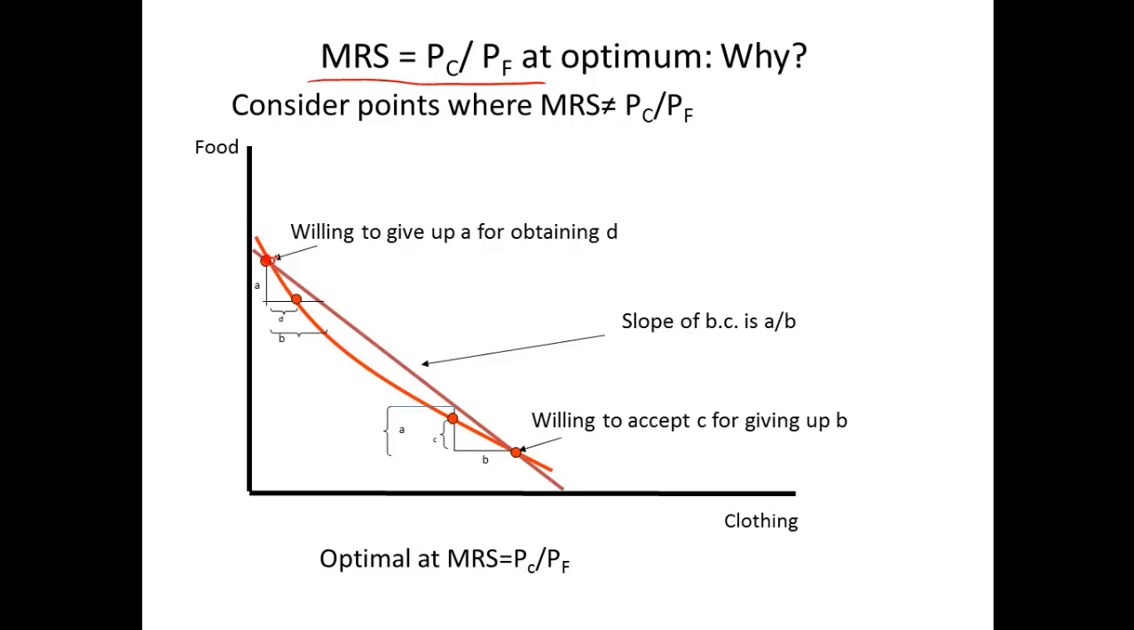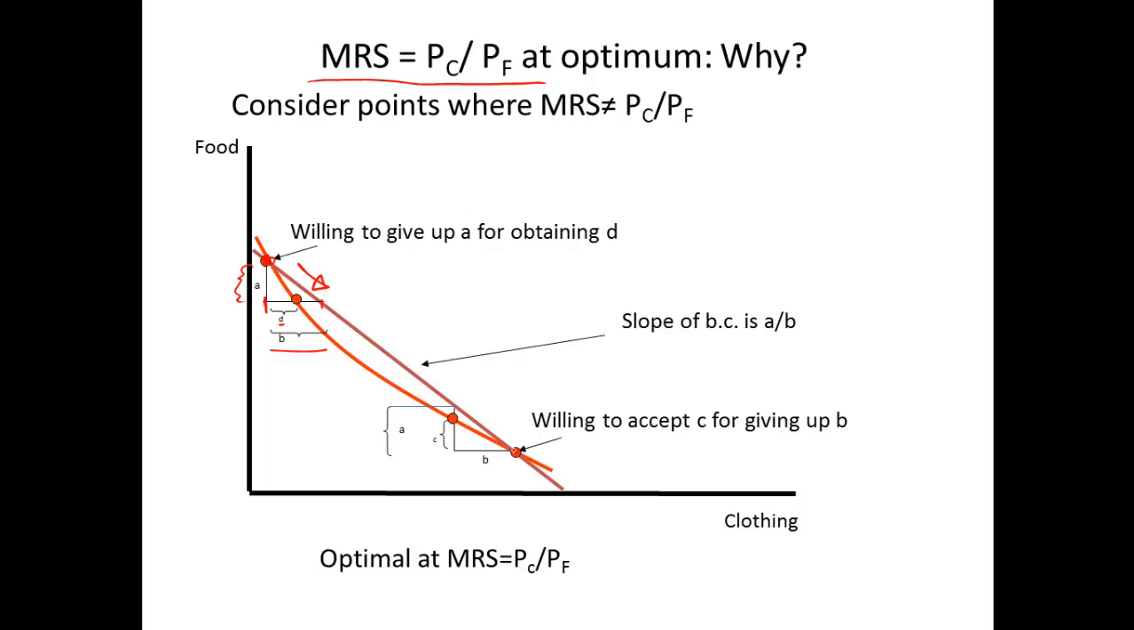At a point like this one right here, the slope of the indifference curve is steeper than the slope of the budget constraint. Now what that says is the individual, in order to obtain D units of additional clothing, is willing to give up A units. So the individual is willing to give up A to get just D. But the market is willing to give the individual B in exchange for A. So the individual can make himself better off moving in this direction.